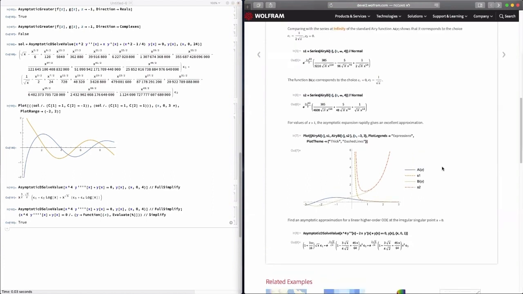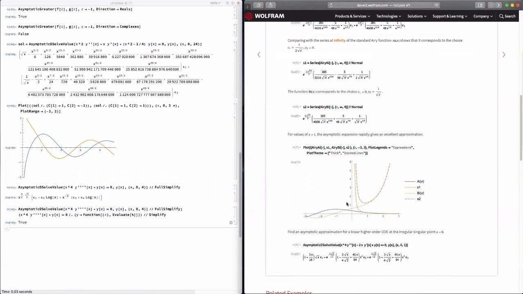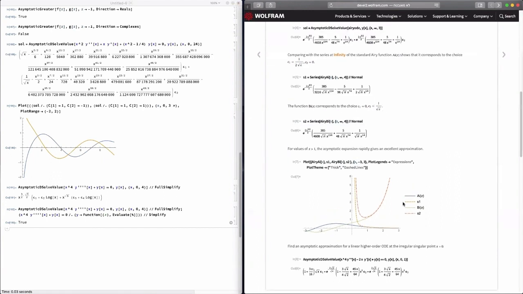Sorry, I skipped over this visualization a bit too quickly. This visualization shows us Airy AI and Airy BI along with the two halves of the approximation we got, where we set one coefficient or the other to 0. And we can see that for small values of x, they don't super agree, especially since there's blow up at 0, but very rapidly around 1. And since we're doing the approximation around positive infinity, so 1 is a pretty small number compared to positive infinity, we get excellent agreement between the exact solution and our expansion.